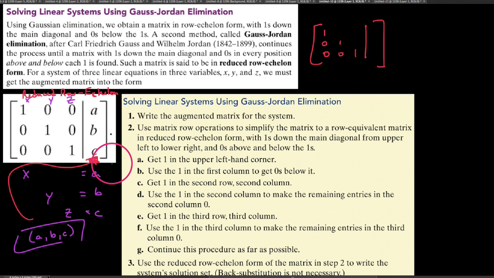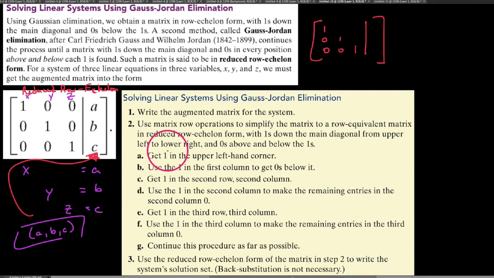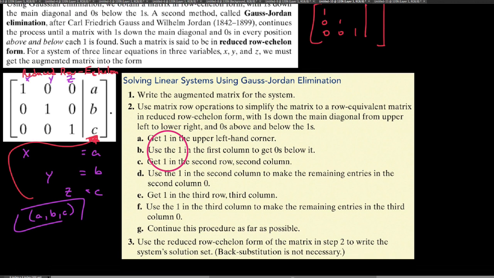So this process is very similar to Gaussian elimination, except for that extra set of steps here. Reading through this, essentially the same things that we're doing here, we're starting by writing the augmented matrix for the system, but then it says use matrix row operations to simplify this matrix into a new matrix that's row equivalent. It means the same solutions, but is in reduced row echelon form with ones down the main diagonal from upper left to lower right and zeros above and below the one.